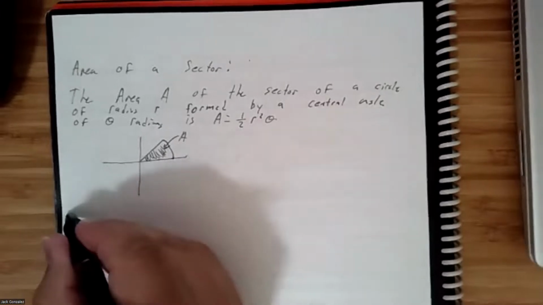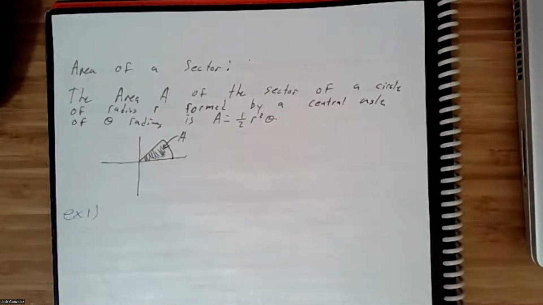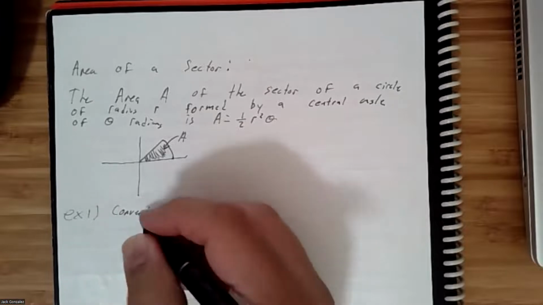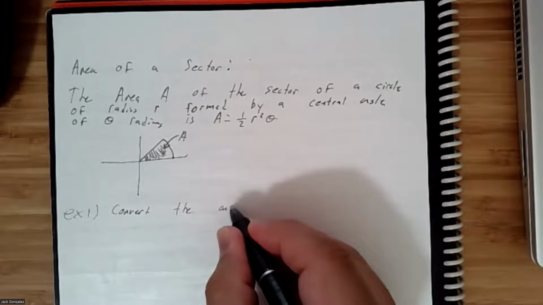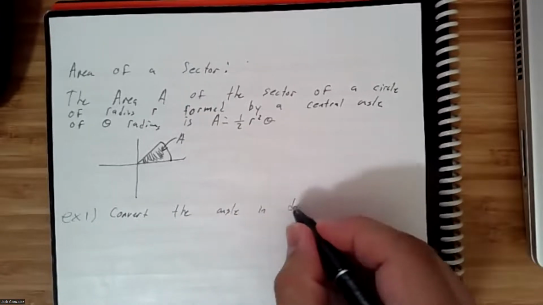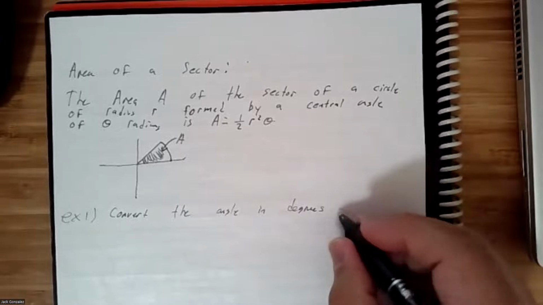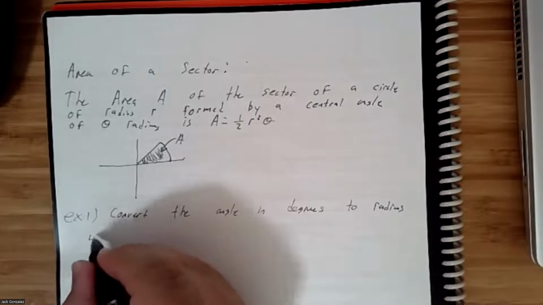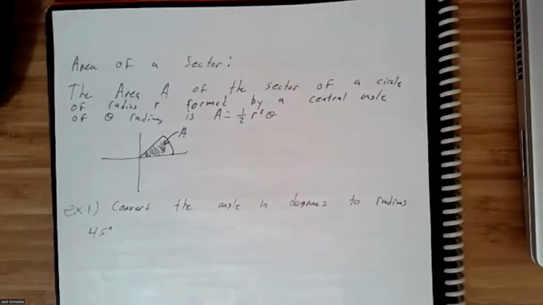Okay, so example 1. First thing I need to make sure you know how to do is go from radians to degrees or degrees to radians. I need to make sure you're comfortable. So let's do that for the first 2 examples, okay? It's really quick. Convert the angle in degrees to radians. So here's an angle in degrees.